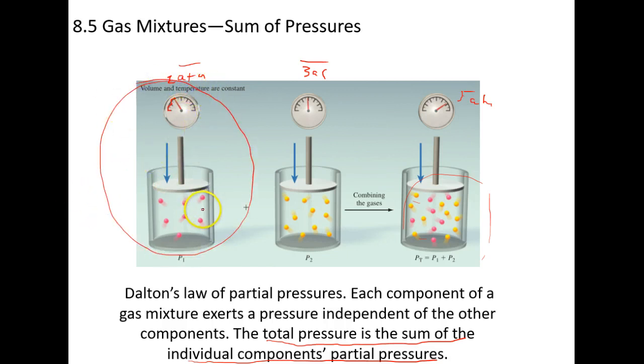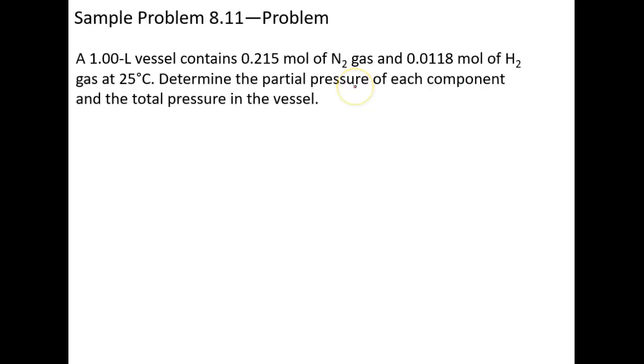So you're probably going to have a problem to figure out the pressure of this gas, and then you'll have a second problem to figure out the pressure of this gas, and then you'll add them together to get your total pressure. That's basically a classic problem.